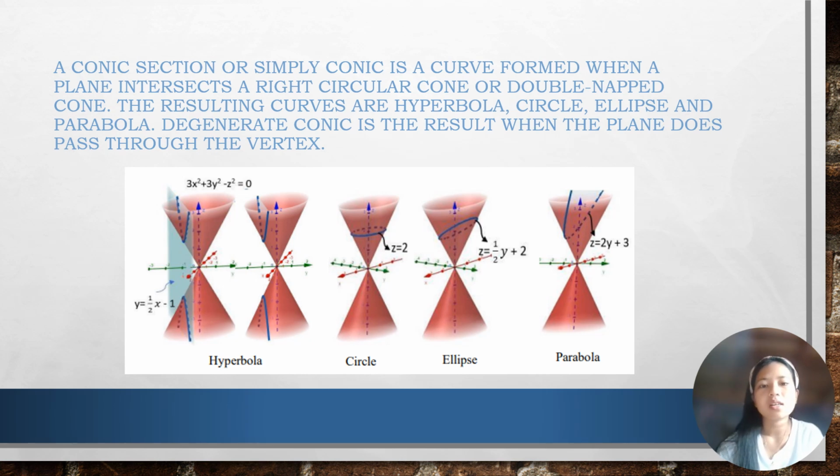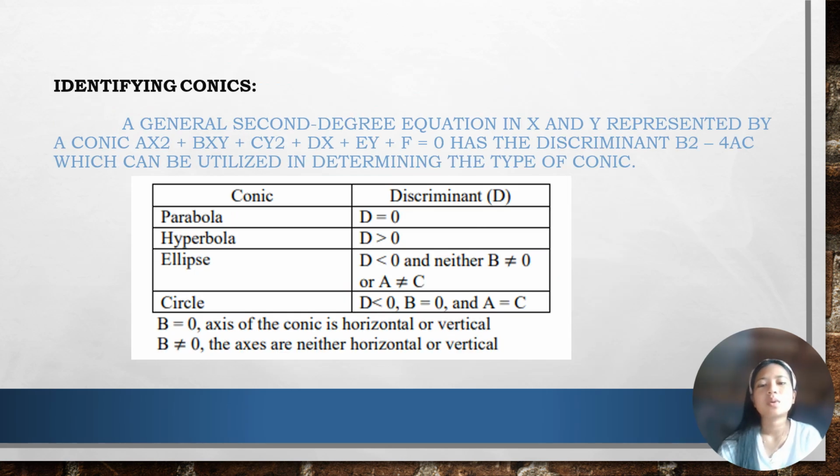So we have here the example of each graph or cone of hyperbola, circle, ellipse, and parabola. Today we're going to identify the conics.